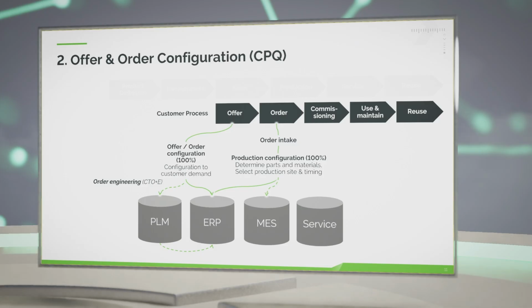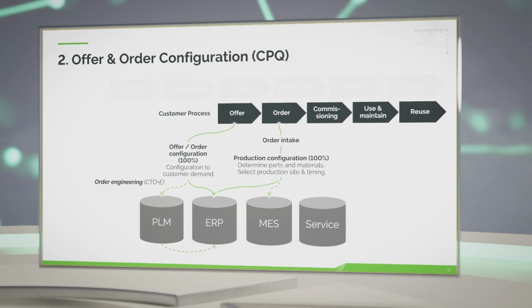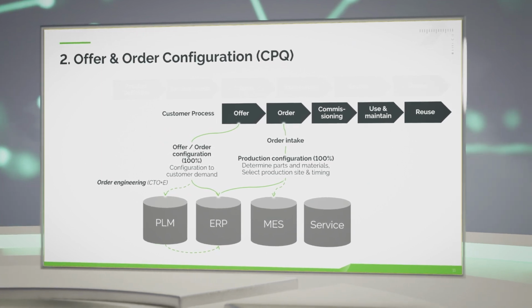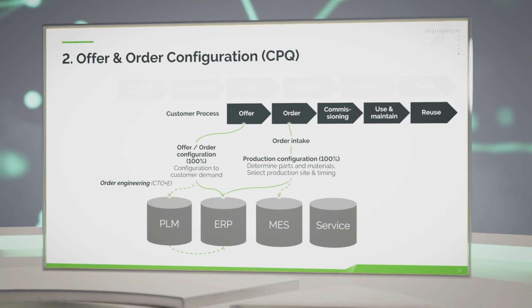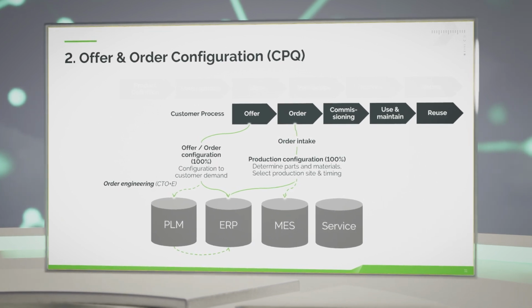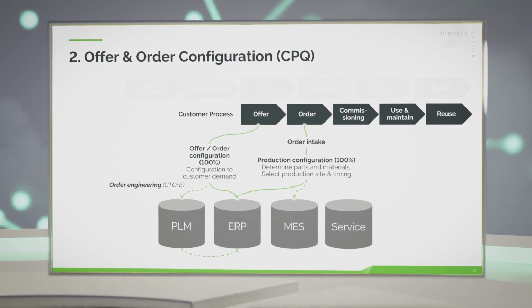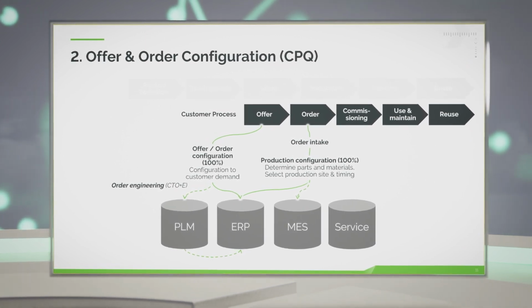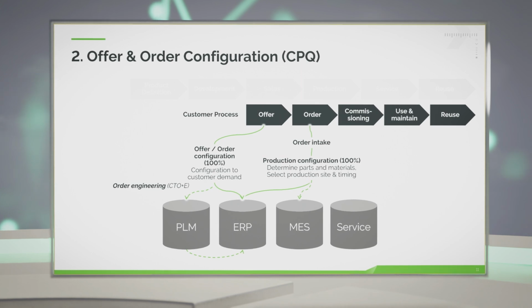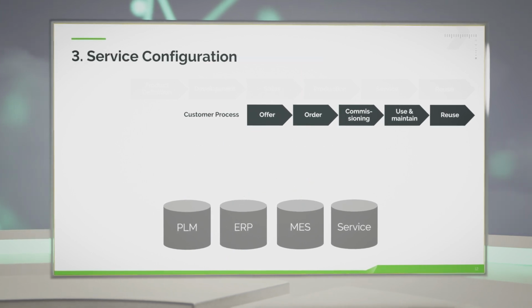Second thing is, after the offer, hopefully the customer decides for you, there would be an order, there would be an order intake, and there might be additional configuration steps to really configure the product based on the availability of capacity in the plants to where it needs to be produced. That typically takes place in ERP, might also be in your MES system.